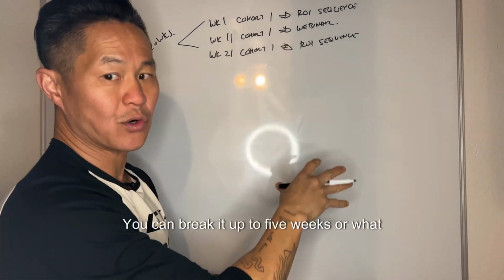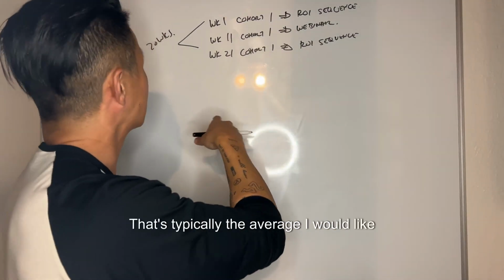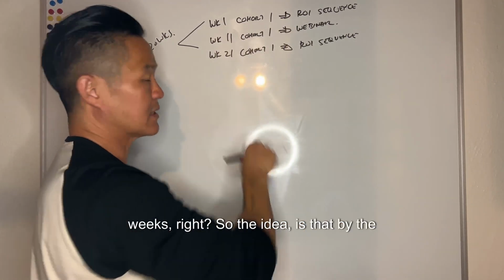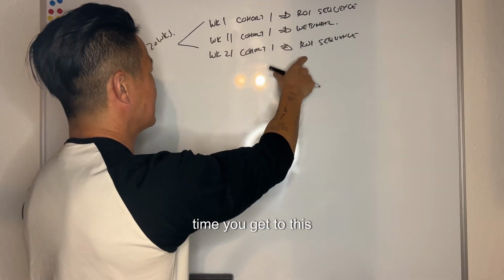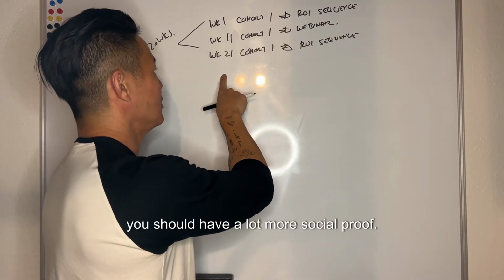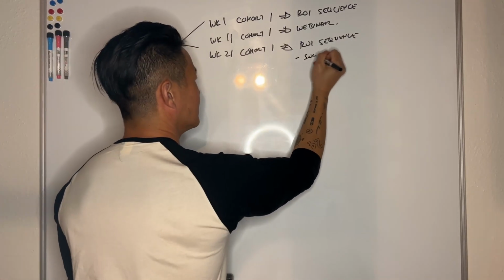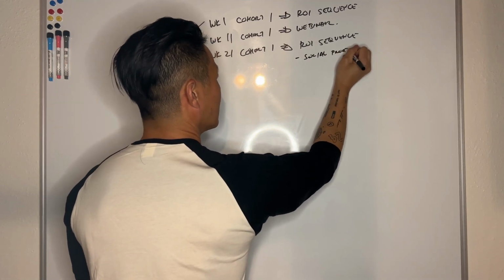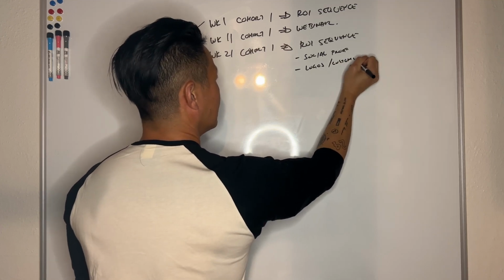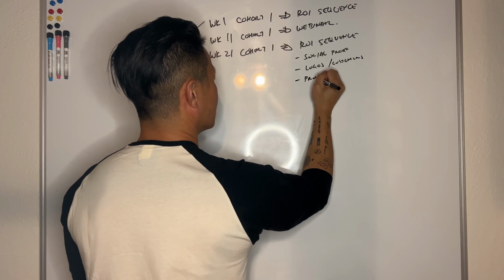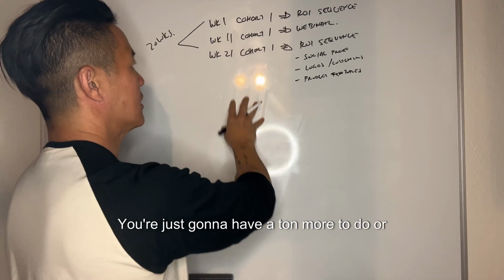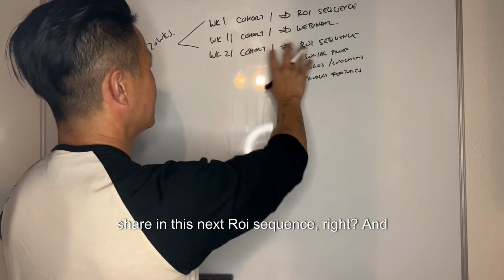Again, you can make this a lot shorter. You can break it up into 5 weeks or what have you, 6 weeks. That's typically the average that I would like to do. But between these ROI sequences, 20 weeks, right? So the idea is that by the time you get to this second touch of ROI sequencing, you should have a lot more social proof, more logos, customers, right? You're gonna have new product features. You're just gonna have a ton more to do or share in this next ROI sequence, right?